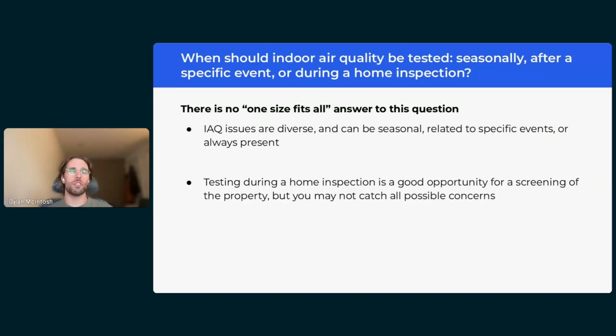Specific events: a major storm comes through, you have damage to your roof, it develops a leak. Now you may have a potential mold or bacterial microbial problem to assess for. And there may be things that are just chronic, always present, that may need to be assessed for. There's really no one size fits all. It's very situationally dependent. But a home inspection is a good opportunity for a screening of the property. You might not catch all possible concerns, but you get a good baseline as to how the property and the air quality were at the time of your home inspection.